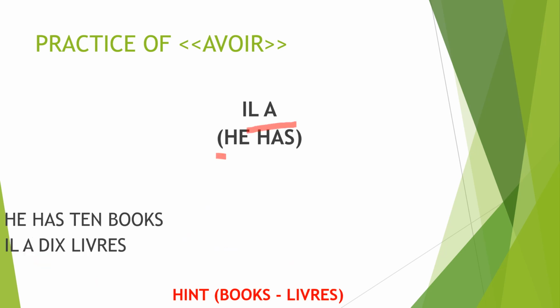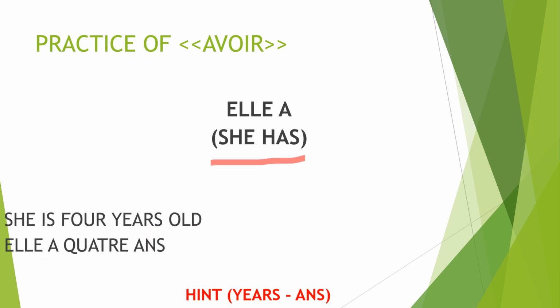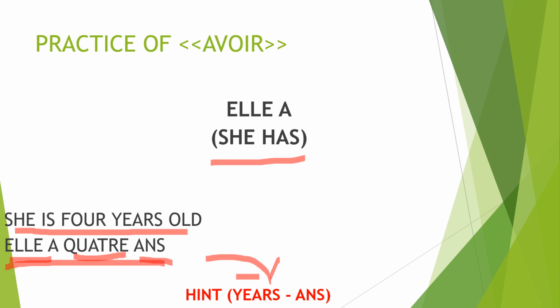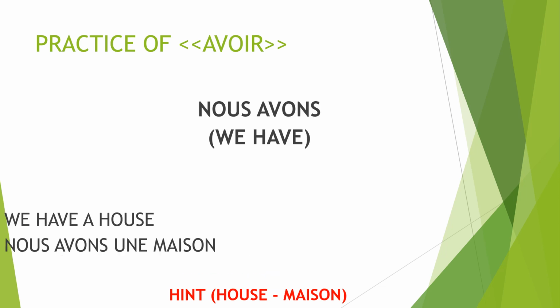Il a. He has. When you want to say he has 10 books, you will say il a 10 livres. Très bien. Elle a. She has. When you want to say she is 4 years old, you will say elle a 4 ans, which means years old. Instead of saying she's 4 years old, you are technically saying she has 4 years. Elle a 4 ans.